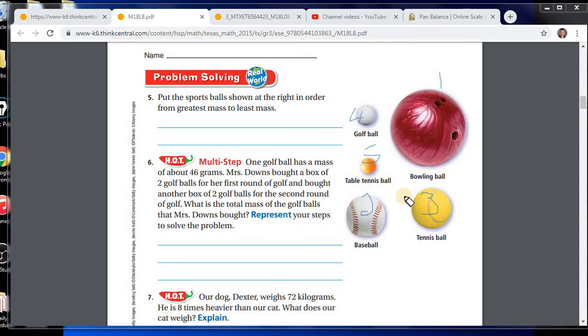Okay, and if we had these, we would be able to put them in the pan balance, but it doesn't necessarily mean that the larger one has the greatest mass. That's sometimes true, but not always. But for the most part, these are solid.